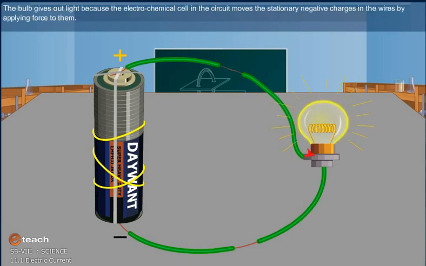The bulb gives out light because the electrochemical cell in the circuit moves the stationary negative charges in the wires by applying force to them. The electric current generated in this way passes through the filament, that is, the fine wire of the bulb, and makes it glow by raising its temperature.